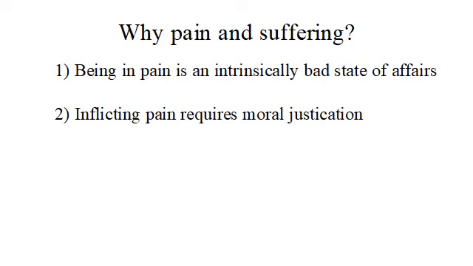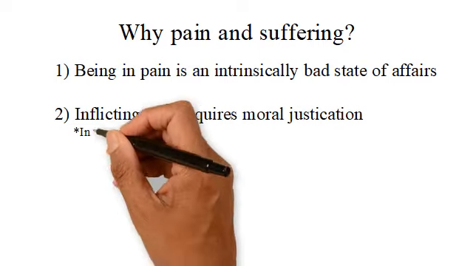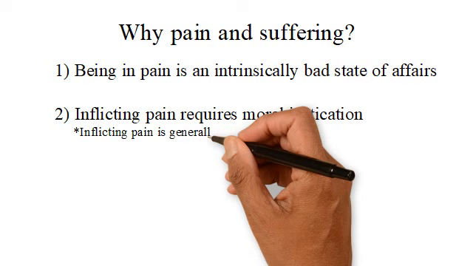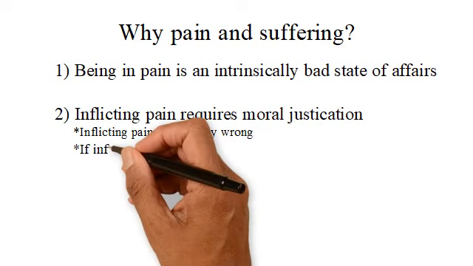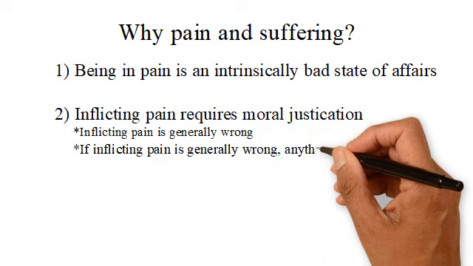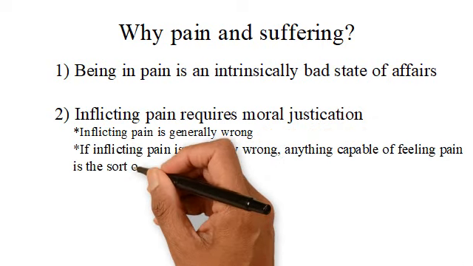Being in a state of pain is not bad because of some other state that is associated with being in pain. The badness of pain is explained in itself. Another reason in favor of sentience making a moral difference is the fact that inflicting pain requires moral justification. Being in pain and inflicting pain may be morally justified by overriding moral reasons, but since inflicting pain requires moral justification, this would mean that inflicting pain is generally wrong. But if inflicting pain is generally wrong, anything capable of feeling pain is the kind of thing that can be wronged.